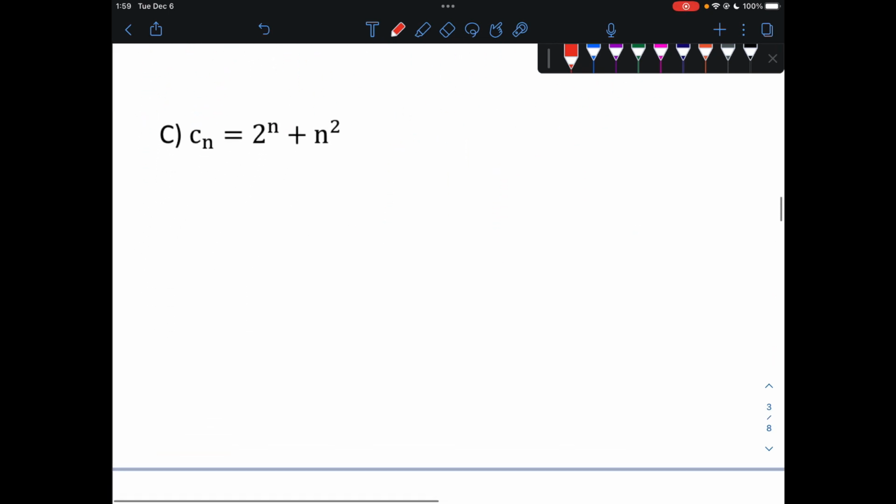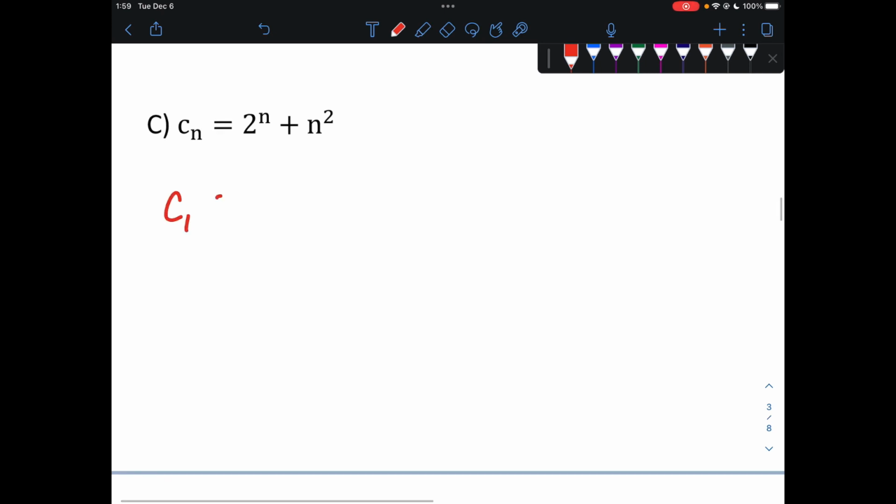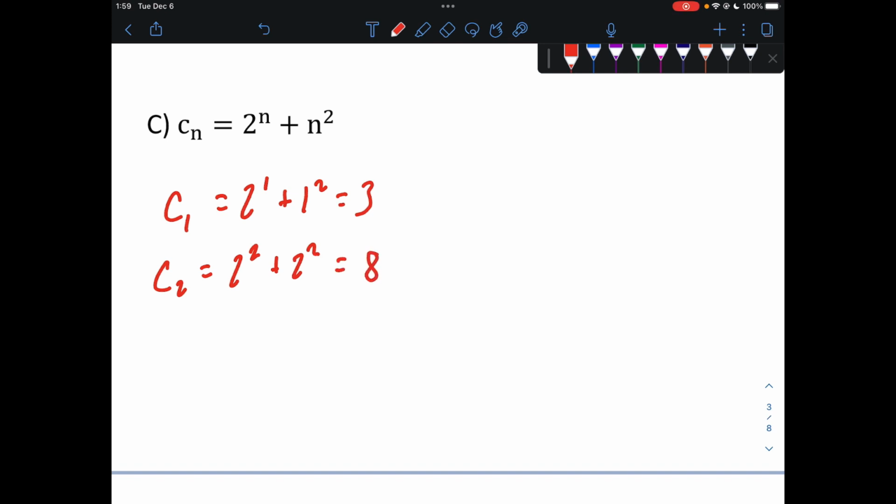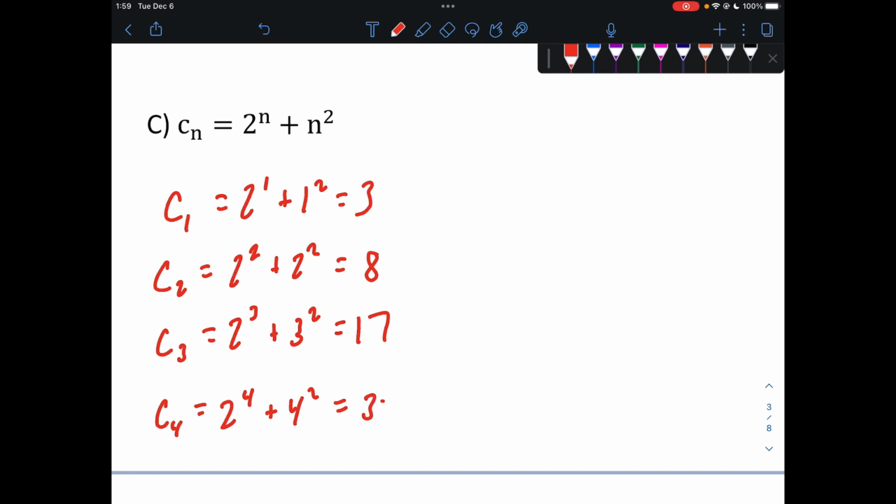C sub n. C sub 1 would be 2 to the first, I'm just going to write this one out here, plus 1 squared, which is 2 plus 1, which is 3. Sometimes they're a little bit more complicated than doing them in your head. All right, C sub 2 would be 2 squared plus 2 squared, which is 4 plus 4. C sub 3 is 2 to the third plus 3 squared, so 8 plus 9. And C sub 4 is 2 to the fourth plus 4 squared, which is 16 plus 16. So 32.